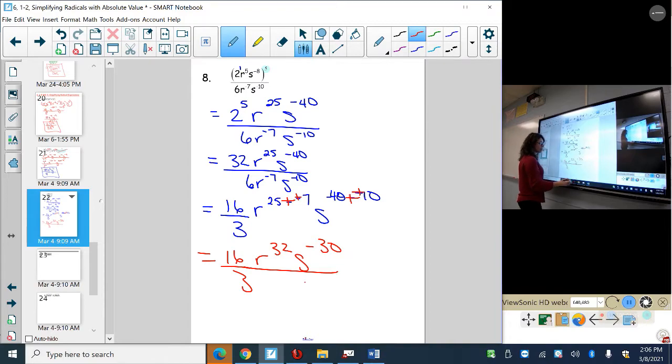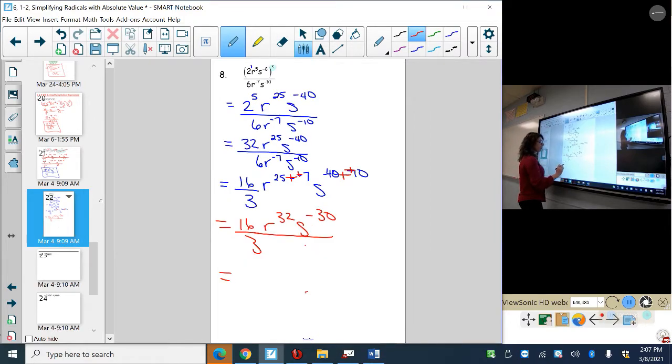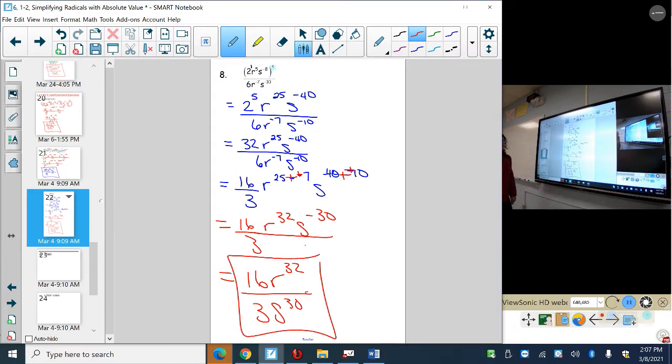Extend that. Should I stay or should I go? The 16 stays, the r to the 32 stays, the 3 stays, but the s to the negative 30 goes to the bottom, making that positive. Okay?